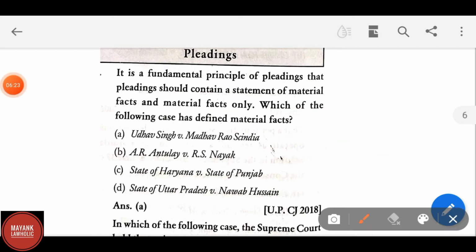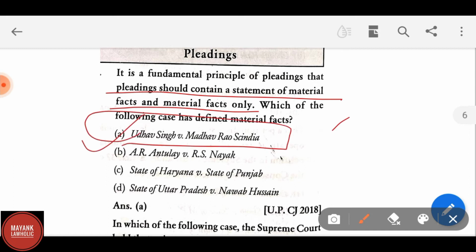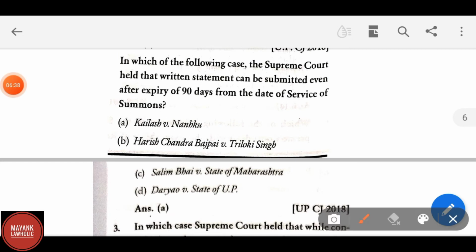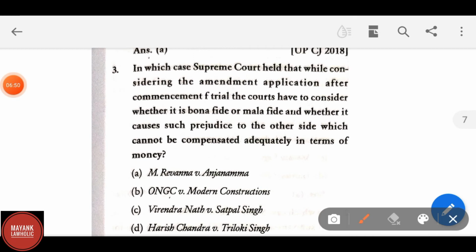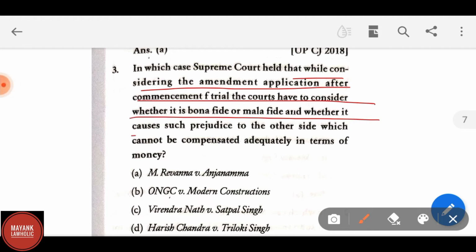It is a fundamental principle of pleadings that a pleading should contain a statement of material facts and material facts only. Which of the following has defined the material facts? Correct answer is A. Udhav Singh versus Madhav Rao Scindia. In which of the following cases the Supreme Court held that written statement can be submitted even after the expiry of 90 days from the date of service of summons? The correct answer is A. Kailash versus Nanhku. In which case Supreme Court held that while considering the amendment application after commencement of trial, the courts have to consider whether it is bona fide or mala fide and whether it causes such prejudice to the other side which cannot be compensated adequately in terms of money.